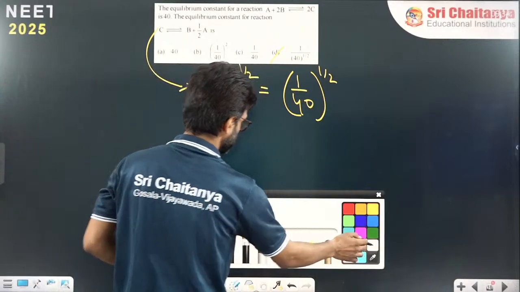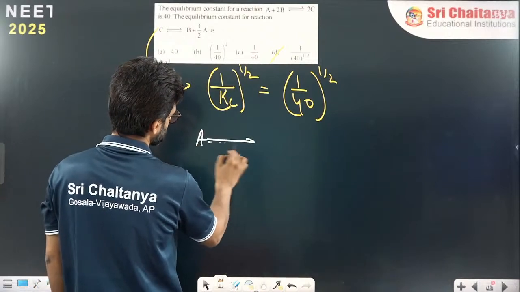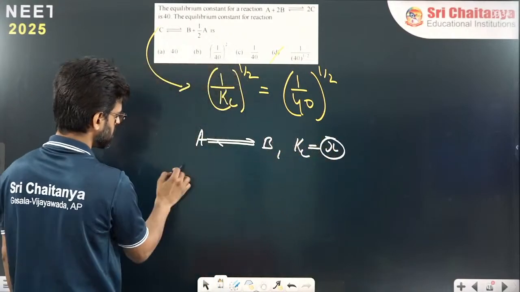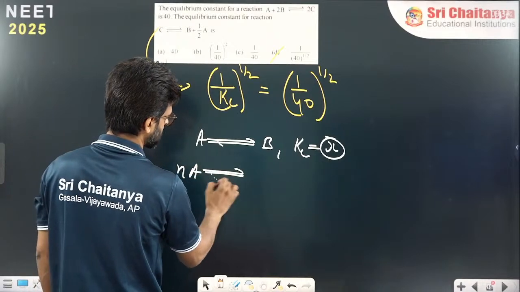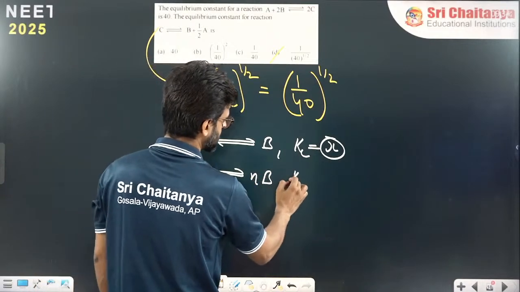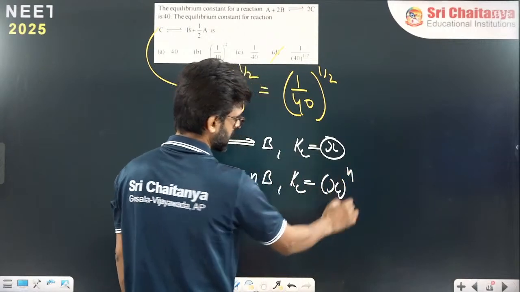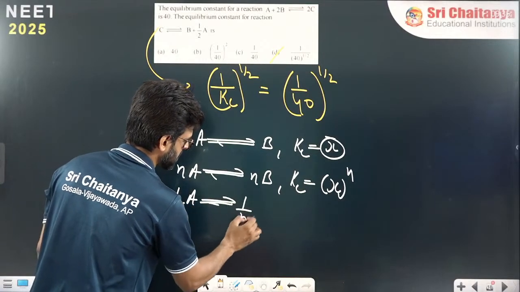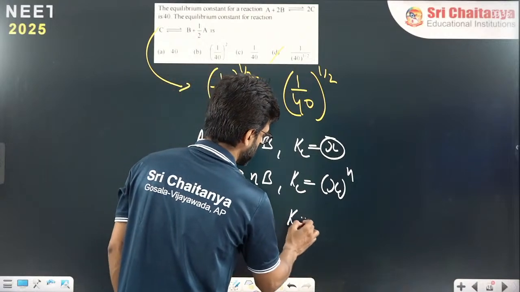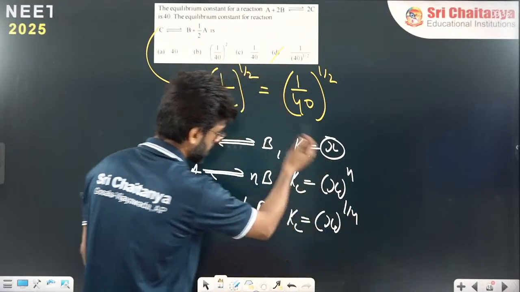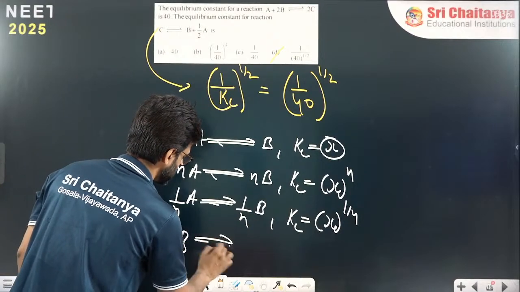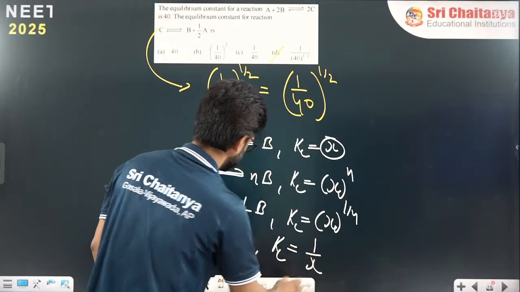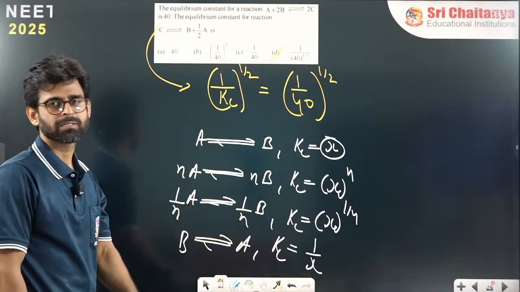The relationships they gave are always the same, right? Imagine I have a reaction A giving B, and its Kc value is given as x. If I want to write the Kc for the reaction nA giving nB, Kc will be x power n. If I am doing 1 by n A giving 1 by n B, I am multiplying by 1 by n, so the power becomes x power 1 by n. And if I reverse it, B giving A, Kc will be 1 by x, because we are flipping it. So these four are the operations.